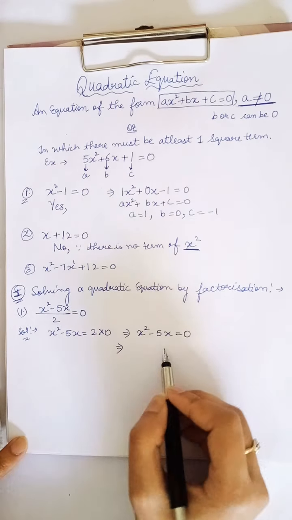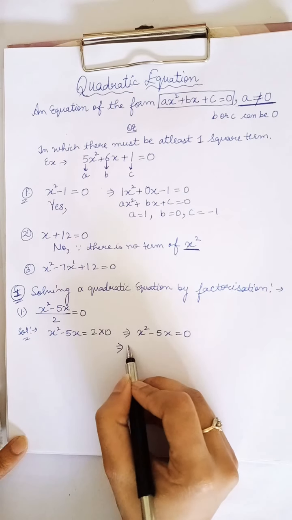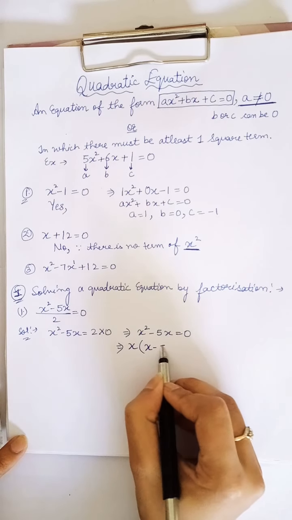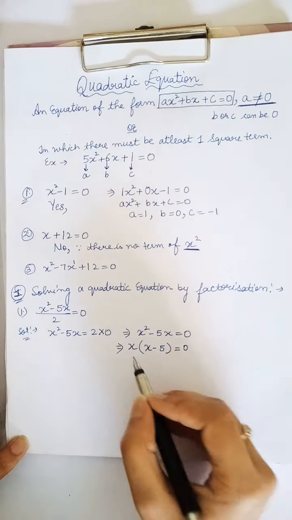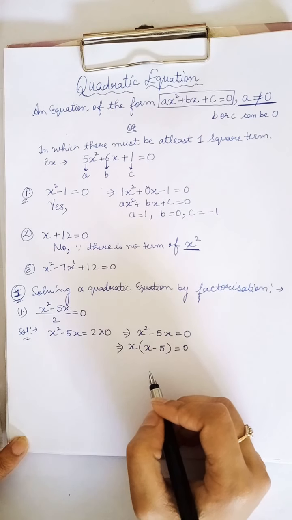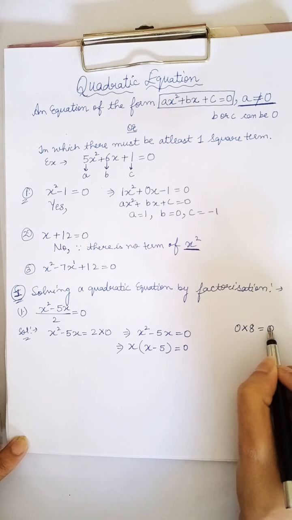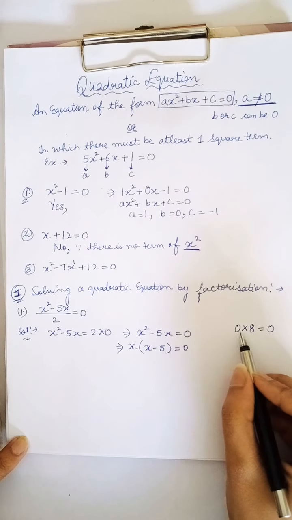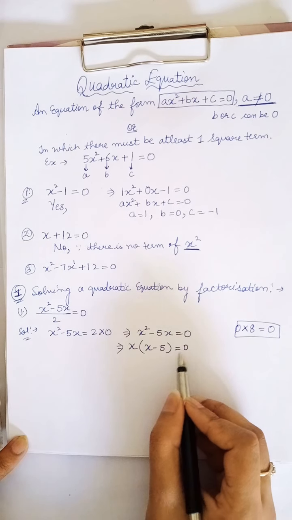Now how to solve it? See, there is x common in between these two terms, so I am taking x common. But we will get x into x minus 5 is equal to 0. Now the product of two terms is 0. Either this one is 0 or this one is 0, because if I say 0 into 8, what is the result? 0. Means if one number is 0, then the result is 0. So here also the product of two terms is 0.